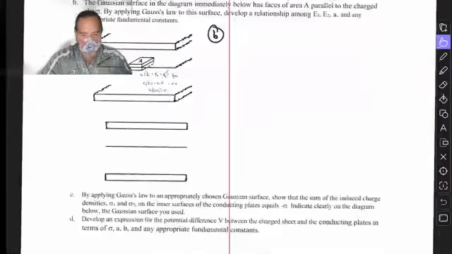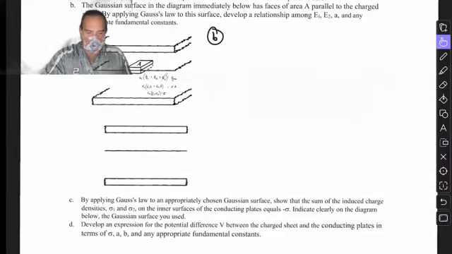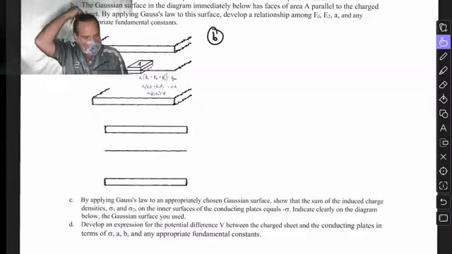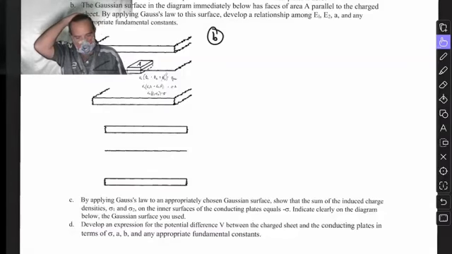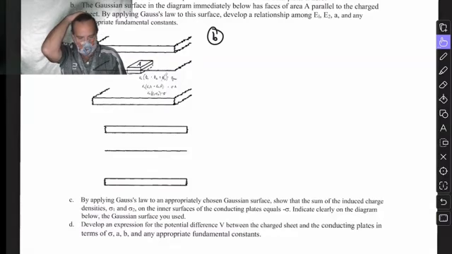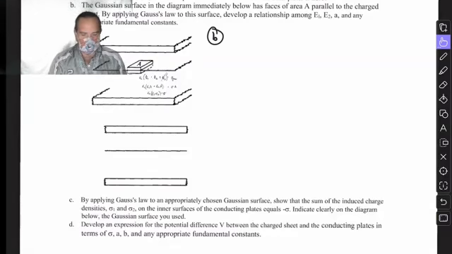In fact, I've done this before. So, C, by applying Gauss's law to an appropriately chosen Gaussian surface, show that the sum of the induced charge density, sigma 1 and sigma 2, on the inner surfaces of the conducting plates equals negative sigma, and indicate clearly on the diagram below the Gaussian surface you used. Well, I guess not. Which Gaussian surface would you guys use?